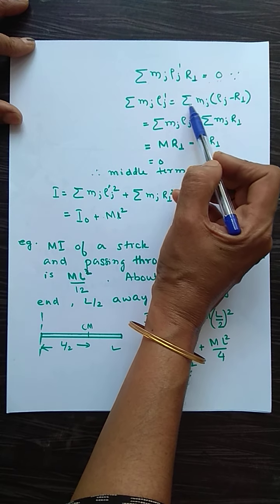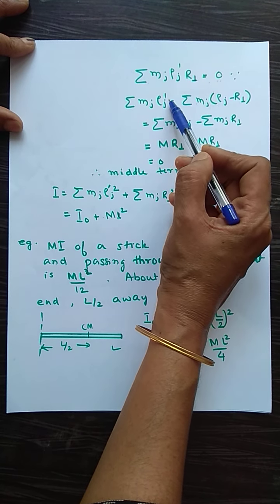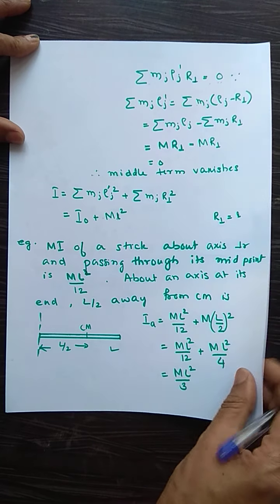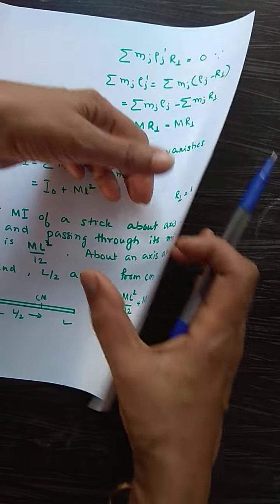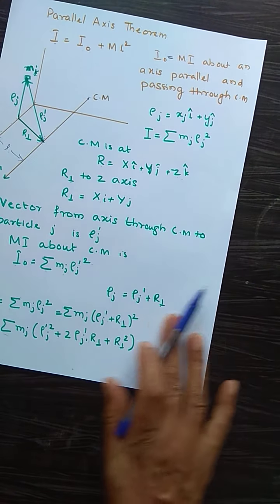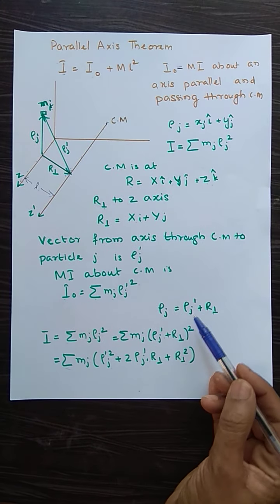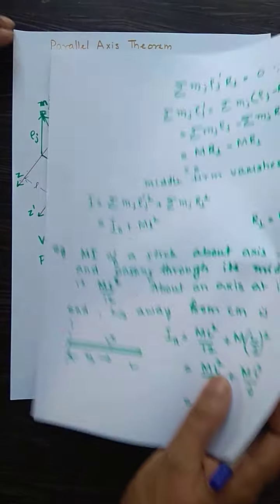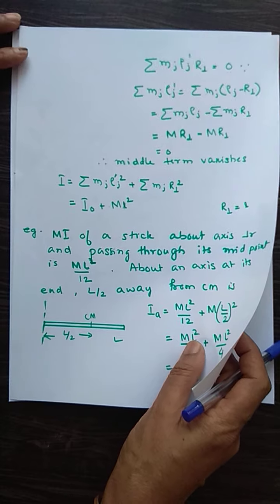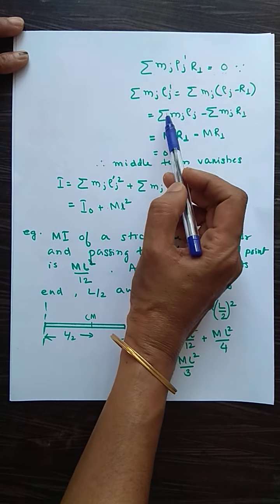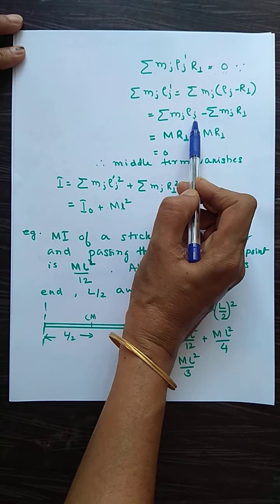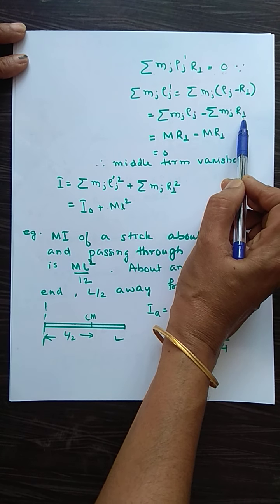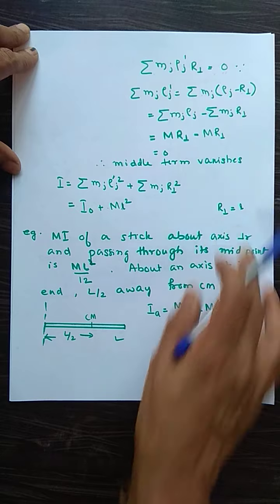This is equal to the sum over mj into rho j prime, which is rho j minus r perpendicular. That we have shown just now, we have discussed that. So from this expression, rho j prime is rho j minus r perpendicular. So that substitution we have made here, so that you get sum over mj rho j minus sum over mj r perpendicular.